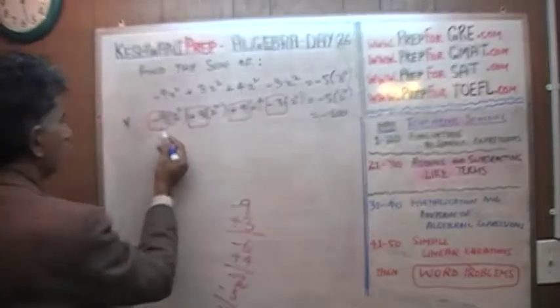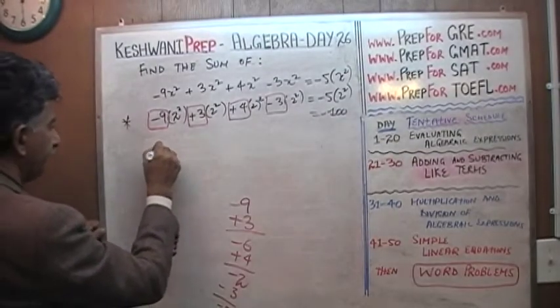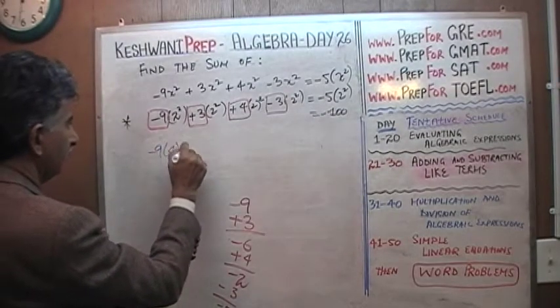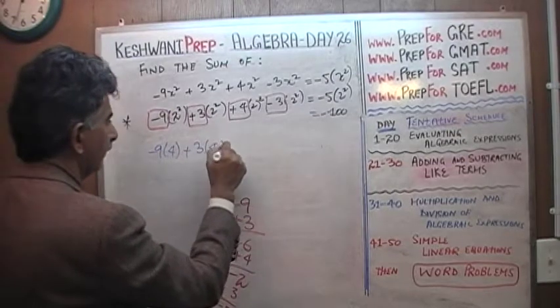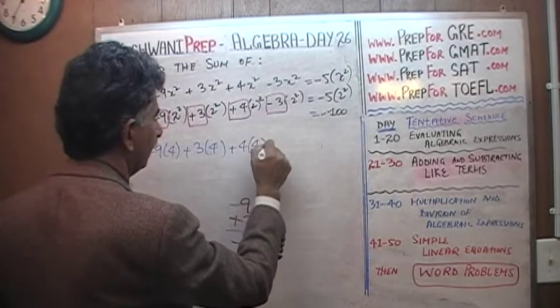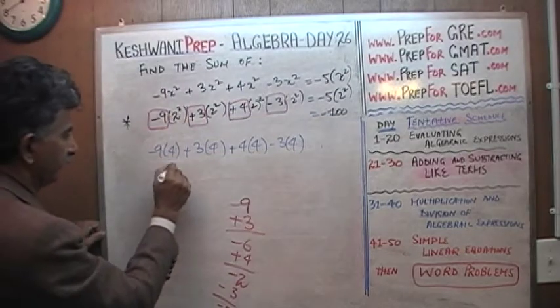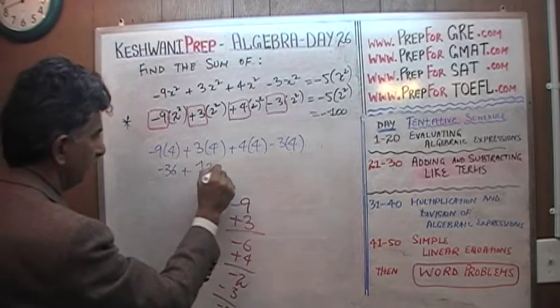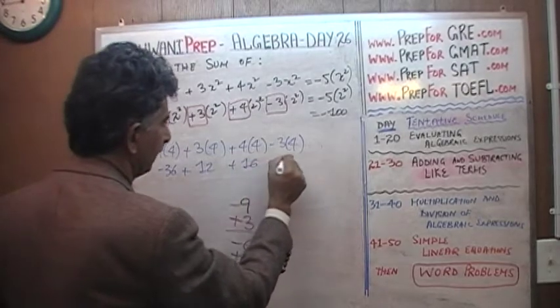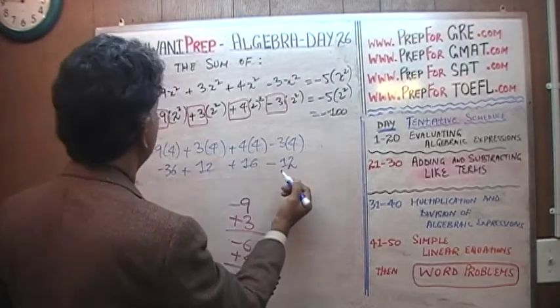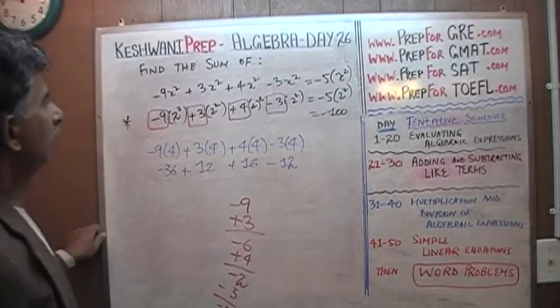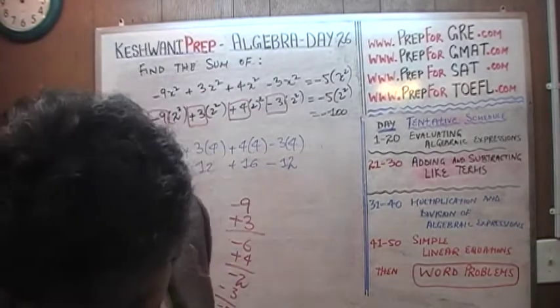Well, negative 9 times 2 squared, which is 4. 3 times 4 plus 4 times 4 minus 3 times 4. Let's see. Negative 9 times 4 is negative 36 plus 12 plus 16 minus 12. What the hell? Oh, this was just a waste of time.